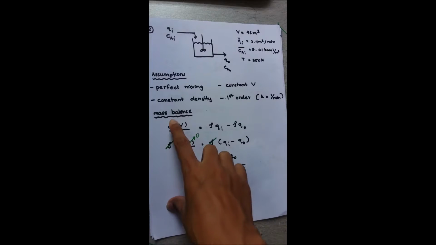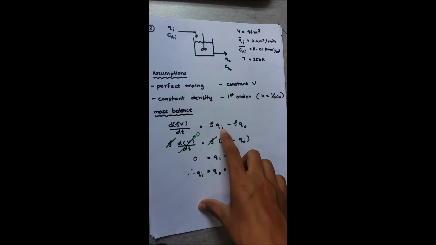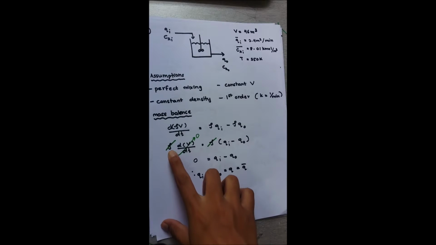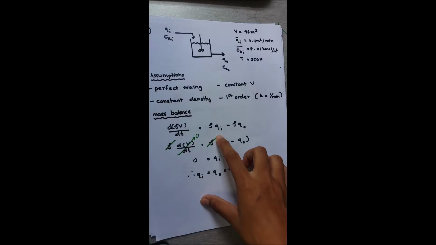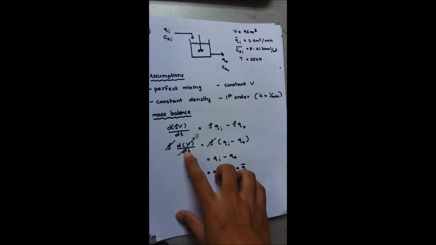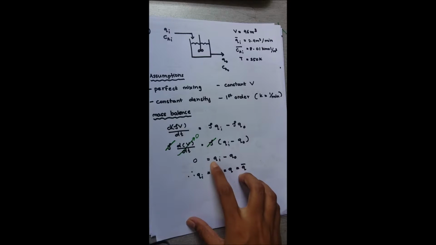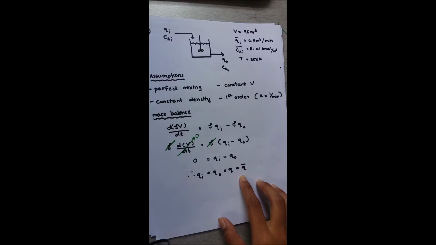Now we start writing the mass balance. d rho V by dt is equal to rho inlet flow rate minus rho outlet flow rate. Since rho is constant, it can be taken out and cancelled from both sides. Since it is a constant volume, there will be no change in volume, thus dV by dt becomes 0, equal to Qi minus Q0. After rearranging, Qi will be equal to Q0, which will be equal to Q, which is also equal to the steady state Q bar.